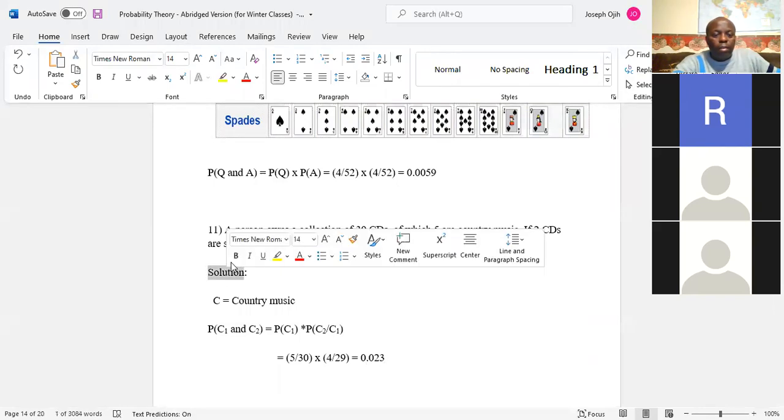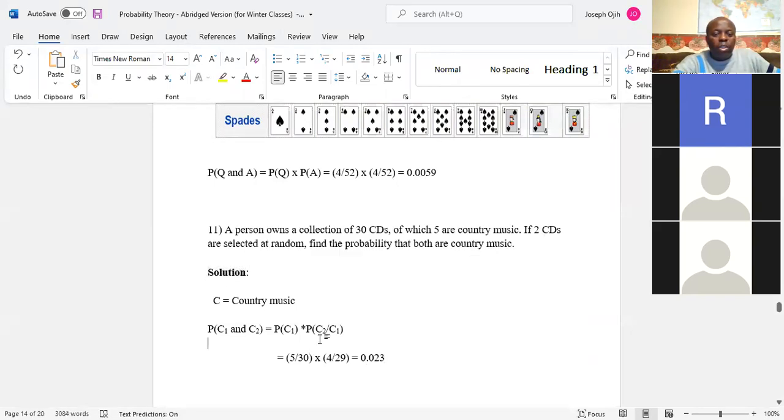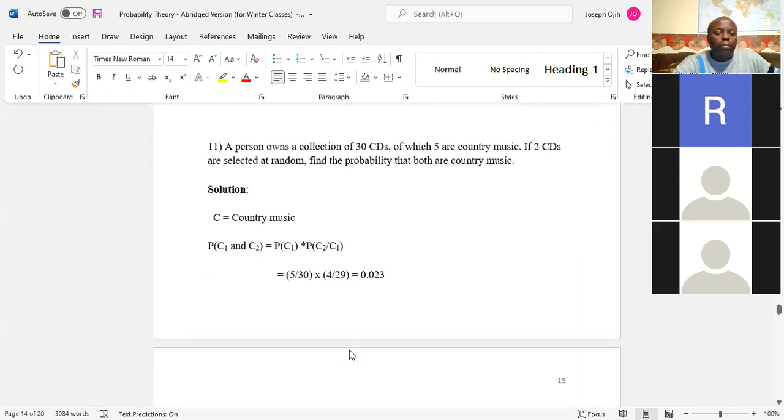Sorry, excuse me, where did you get the 4 from? Because when he selected the first one, he didn't replace it. So now we have 4 country music left. There are 5 country music, right? He selected it and then he didn't put it back. So they have 4 country music left out of 29 now.